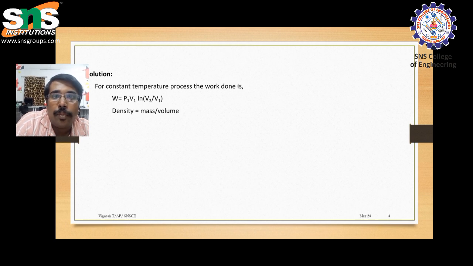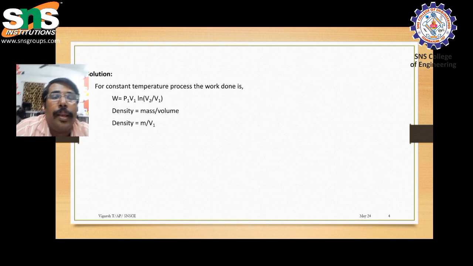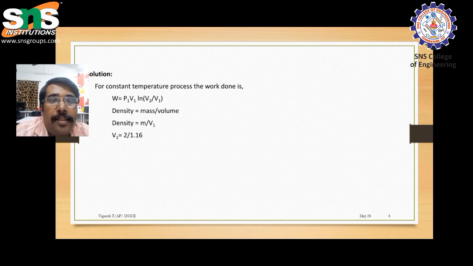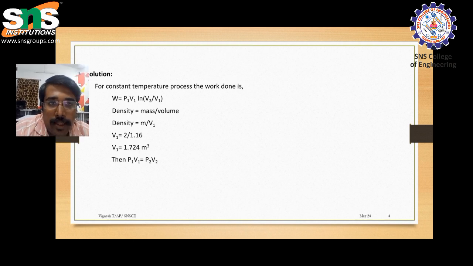Here we know the density, that is mass by volume. The density has been given. Once the piston is compressed, there is a change in volume, right? So you have to find out V1 with the help of density and mass. So V1 is equal to 1.72 meter cube. This is the initial volume before compression.